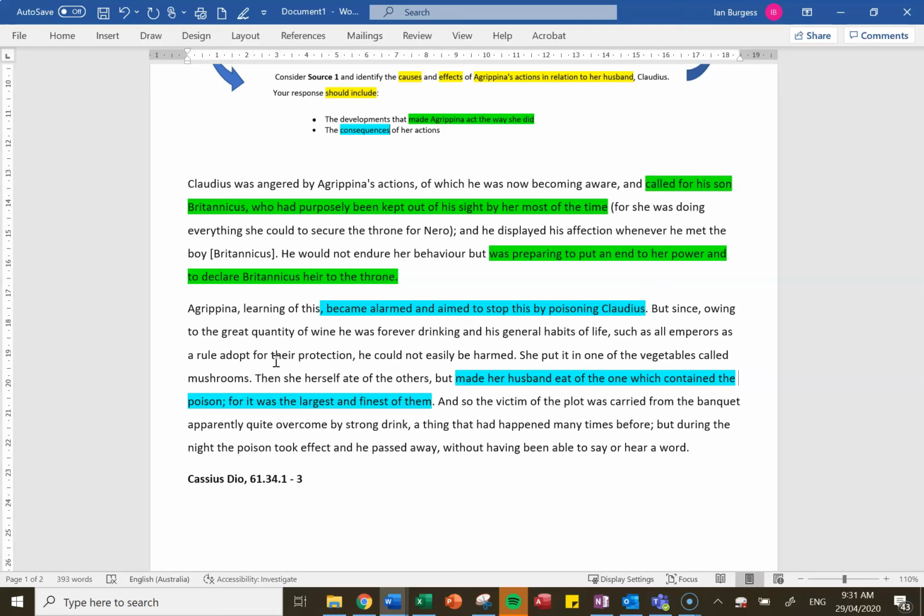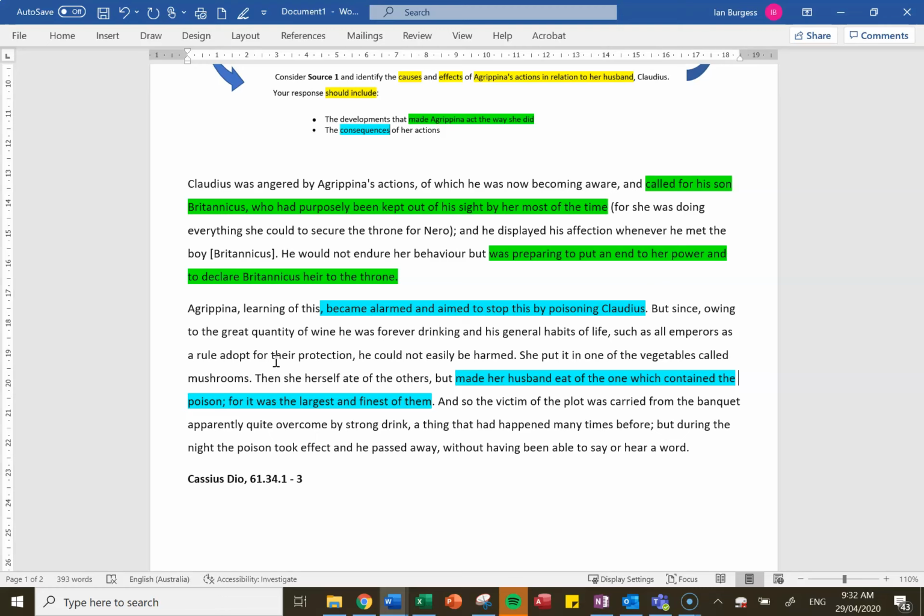Okay, that's pretty straightforward. But since owing to the great quantity of wine he was forever drinking and his general habits of life, such as all emperors as a rule adopt for their protection, he couldn't easily be harmed. So basically, she wanted to poison him, but it was going to be difficult. Other sources highlight the fact that he actually, like a lot of other wealthy people at the time, had a food taster. So the food taster took a bite of the food. If nothing happened to them, the emperor would then continue to eat. If the food taster fell over and died, there was obviously something going wrong there.